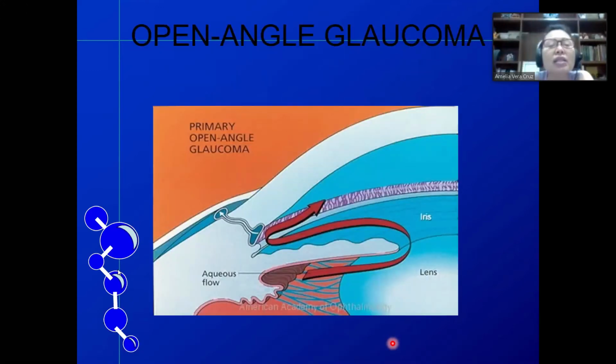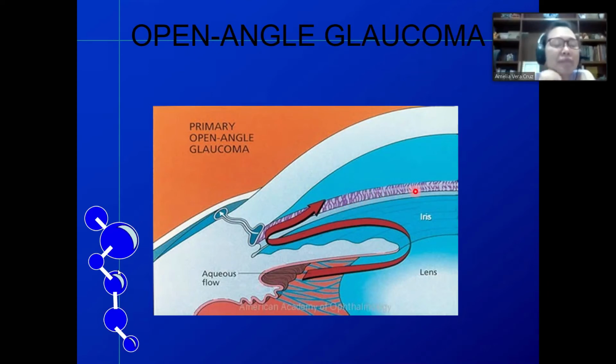This is your open angle glaucoma. As you can see, the trabecular meshwork is open. Open na open. Look, the aqueous can freely flow from the posterior chamber to the anterior chamber. The chamber is very deep. Look, the chamber is very deep. However, okay, this one is open. Now, however, there is still resistance to outflow in this part of your meshwork, of your trabecular meshwork.